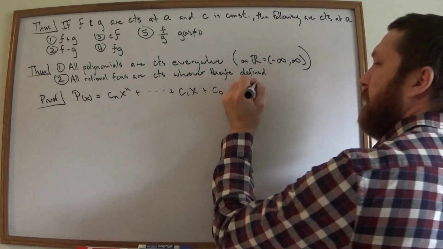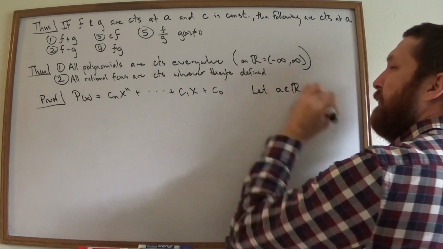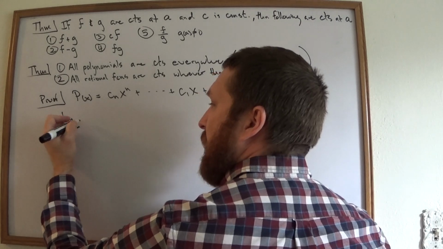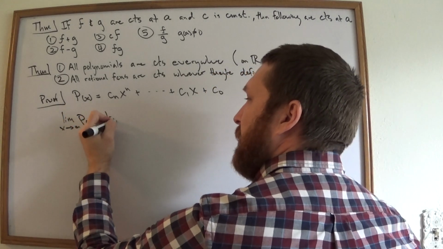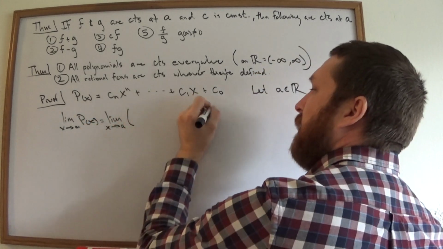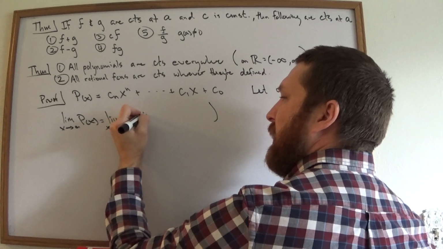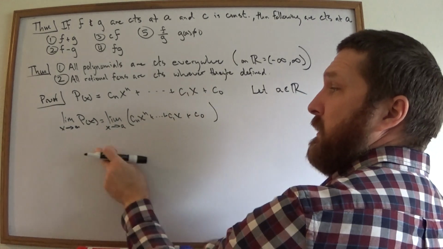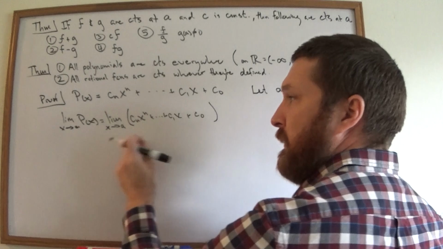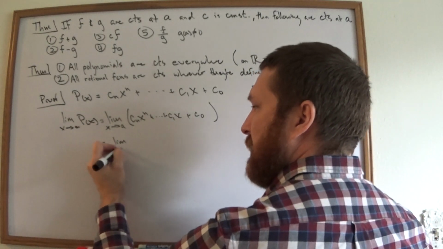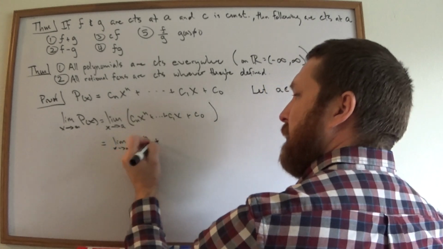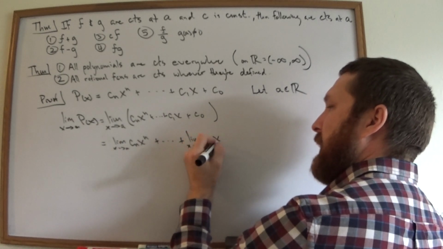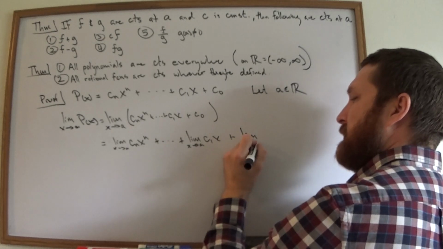So let a be any real number. And let's check what the limit as x goes to a of this function is. Well, that's the limit as x goes to a of c_n x to the n, all the way down to c_1 x plus c_0. Now we just use limit laws: the limit of a sum is the sum of the limits. So we have the limit as x goes to a of c_n x to the n, plus and so on, all the way down to the limit as x goes to a of c_1 x, plus the limit as x goes to a of c_0.